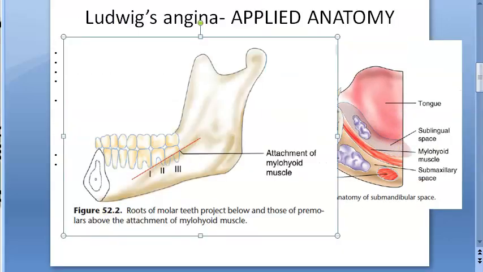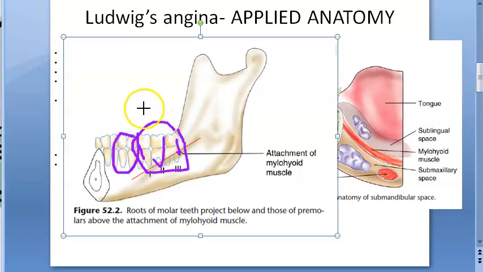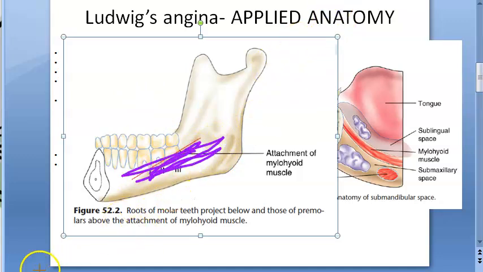Mylohyoid muscle. Here from the inner side they are showing the right lower jaw, the mandible. They have cut it here. From inside what you see, here you have the teeth, right? These are the molar teeth, and these are the premolar teeth. And they have shown the attachment of the mylohyoid muscle. This is the attachment of the mylohyoid muscle.